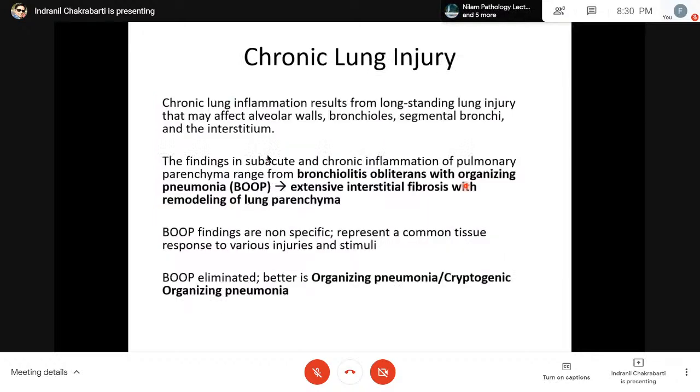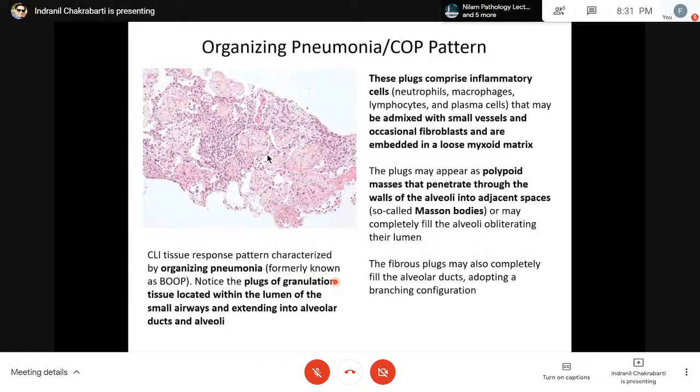Now the chronic lung injury, again, can take various forms. They can take the form of bronchiolitis obliterans with organizing pneumonia or BOOP, or they can take other forms of interstitial lung disease. So now the BOOP, this term is now eliminated. They are better called cryptogenic organizing pneumonia, that is COP, or organizing pneumonias. So basically, again, we are talking about a pattern which can be seen in chronic lung injuries. So here you can see the tissue response in a chronic lung injury. This tissue response is that of a BOOP or the organizing pneumonia.